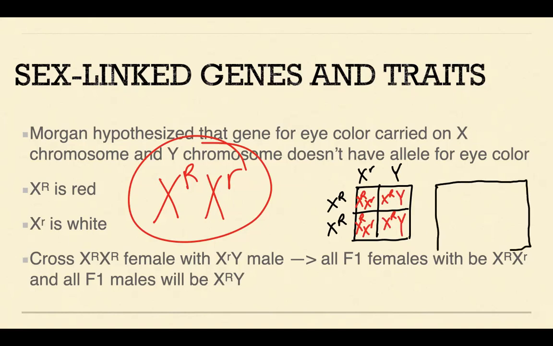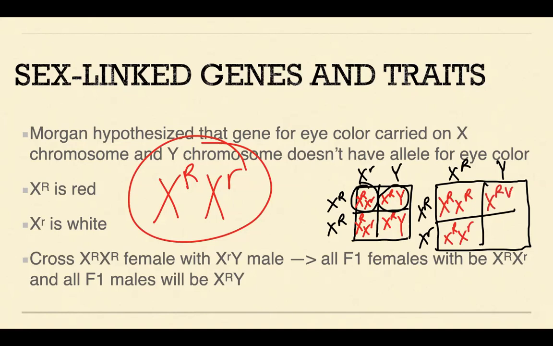make my box a little bit bigger this time. For F2, you take one of these guys and cross it with one of those. So we've got X big R Y, and then X big R X small r. Now you see we have a difference because here we've got a homozygous dominant female. We have a female carrier here. We have a red-eyed male, but look at this. There's where your white eye comes in because there's no alternate form.